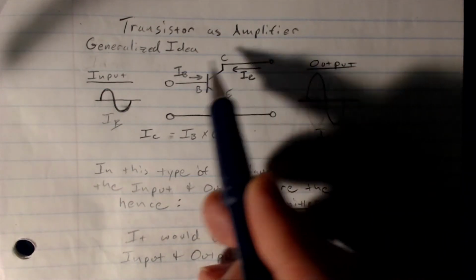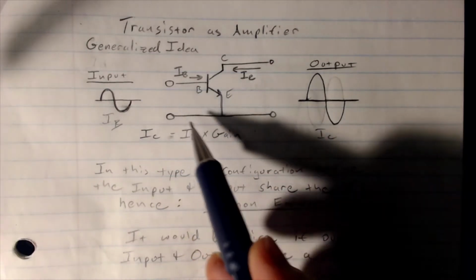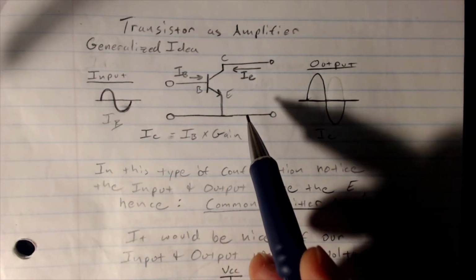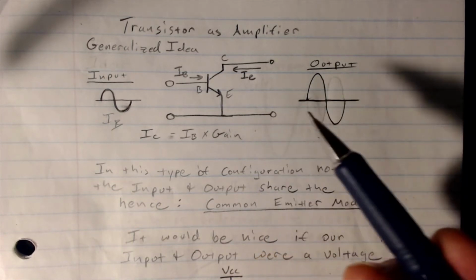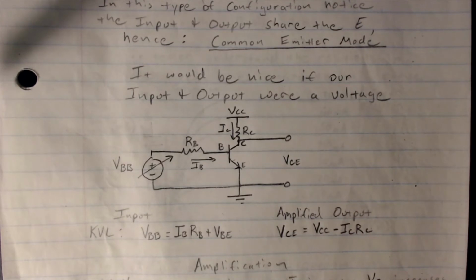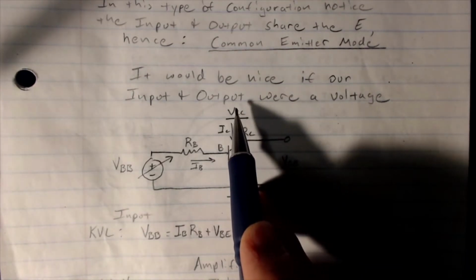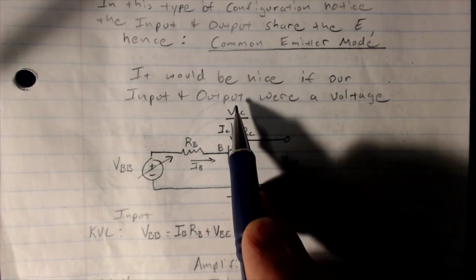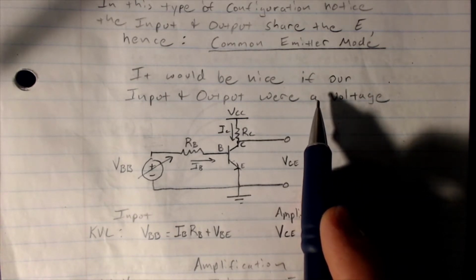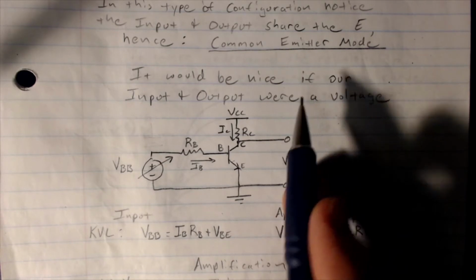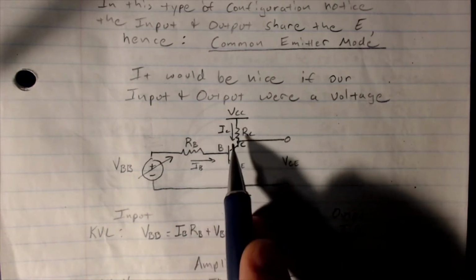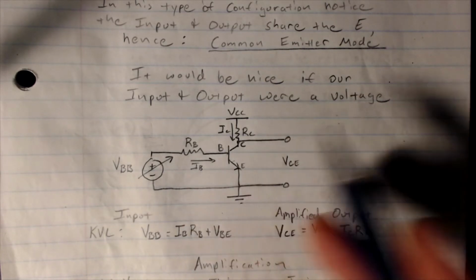However, what this drawing is failing to demonstrate is that we would really prefer to work with voltages. So it'd be nice if our input and output was not just a current, but was a voltage. For that purpose, we're going to have to convert voltages to currents, since the transistor natively is amplifying current. Well, we just do that with a couple of resistors here.